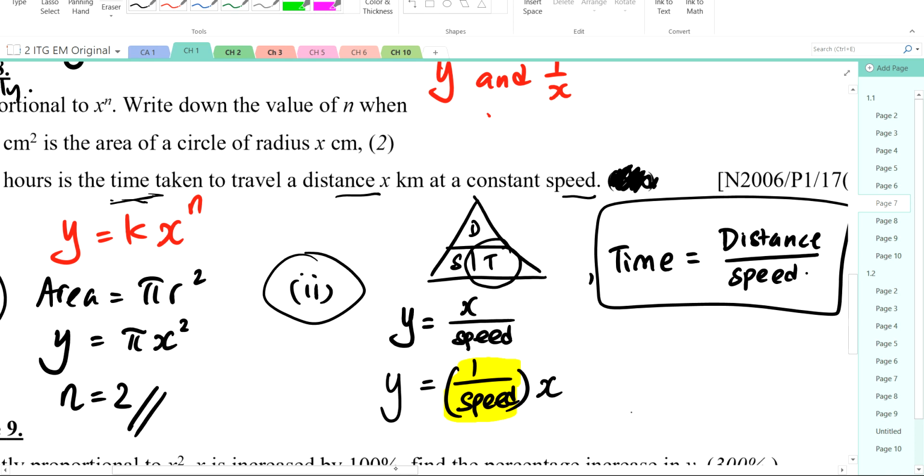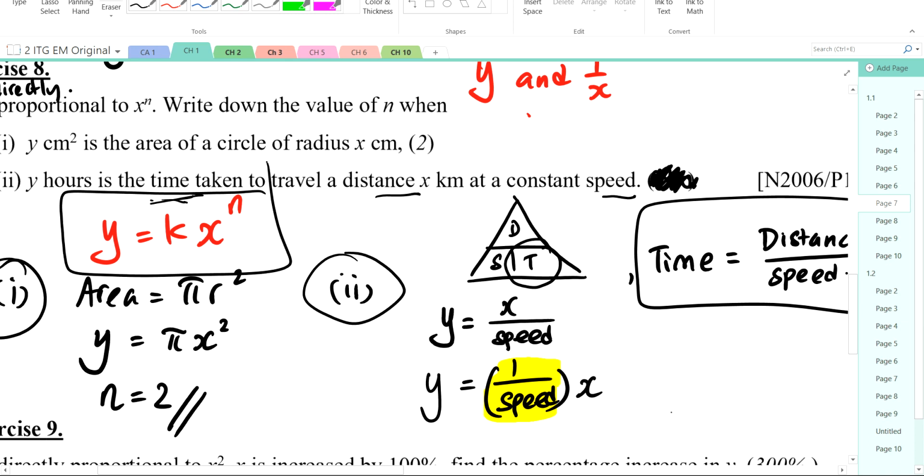So now, I have expressed it in the form of y equals a constant times x. Is it of the same form as this in red? Do they have the same form? Yes, right? Okay. What is the value of k? 1 over speed. Good. What is the value of n? 1. You're right. It's 1. So n equals 1. X to the power 1 is simply x.